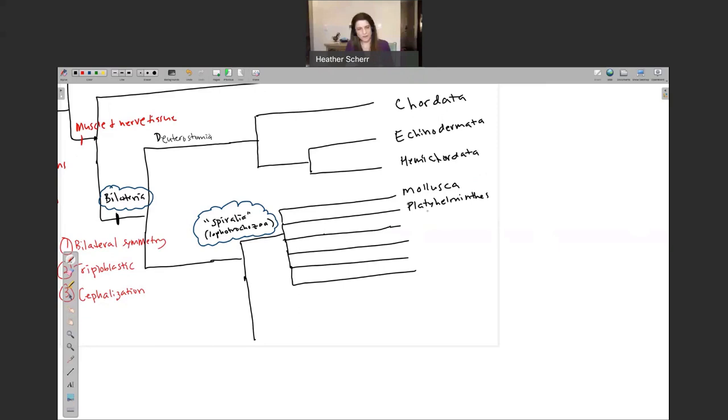Platyhelminthes are flatworms, so some are parasitic: tapeworms, flukes. Some are not, things like planaria. Annelida, segmented worms like leeches, earthworms, things called polychaetes, which include tube worms. There are segments. Platyhelminthes are flat. They're also worm-shaped, just a shape.